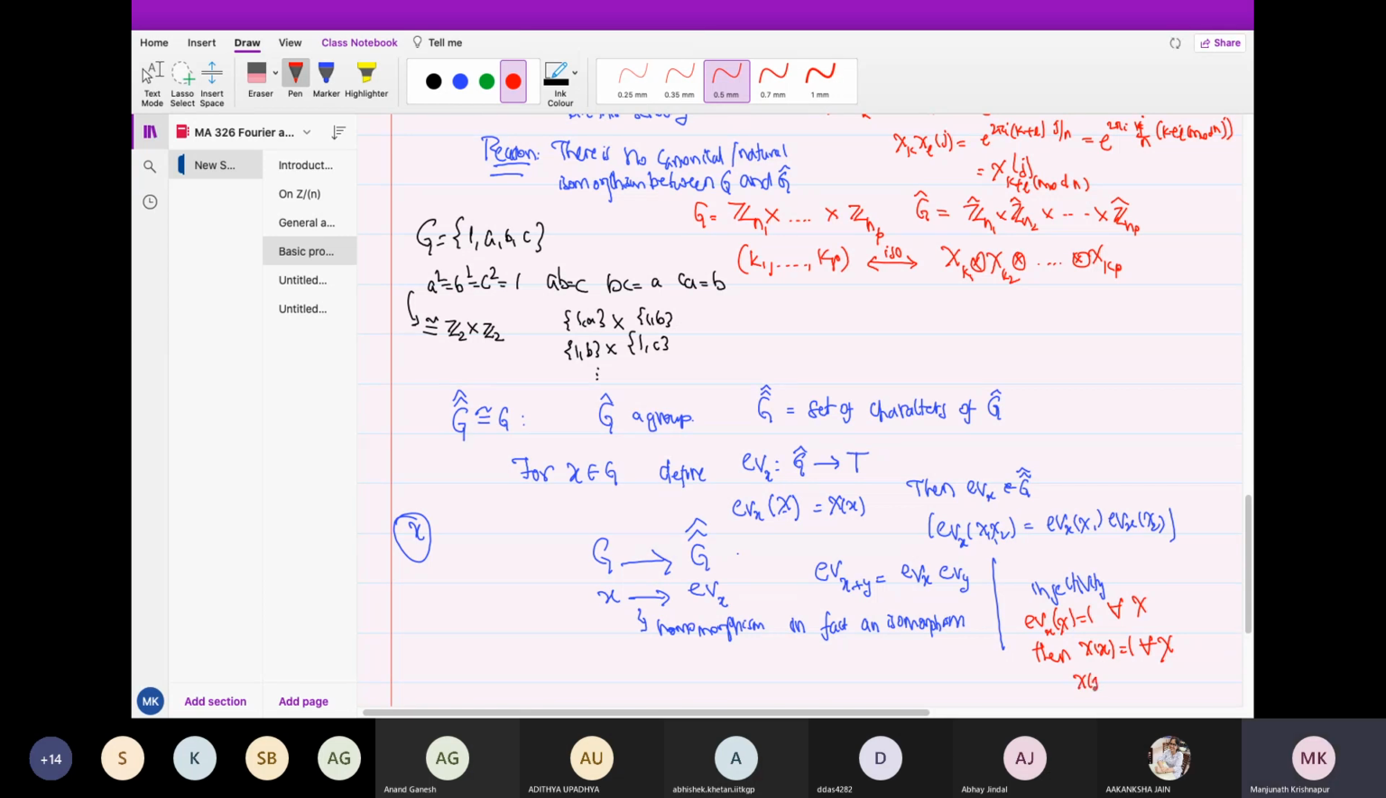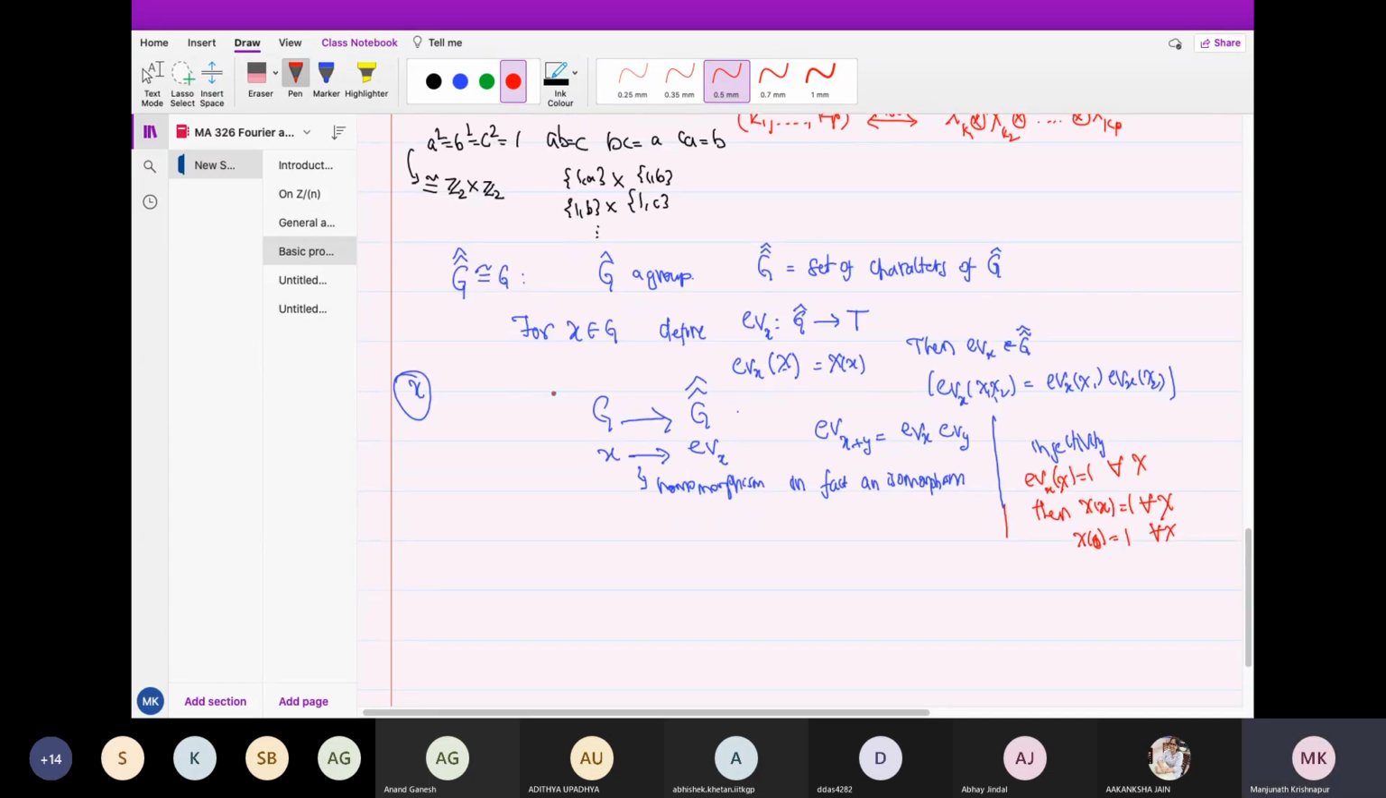See, we know that chi of 0 is 1 for all chi. If chi of x is 1 for all chi, then how can these characters separate 0 and x? So they can't form a basis, right? If you take a function which takes different values at 0 and at x, you can't produce it as a linear combination of characters. So this injectivity follows from there. So this gives a natural homomorphism between G and G double hat. Okay, so this is the duality.